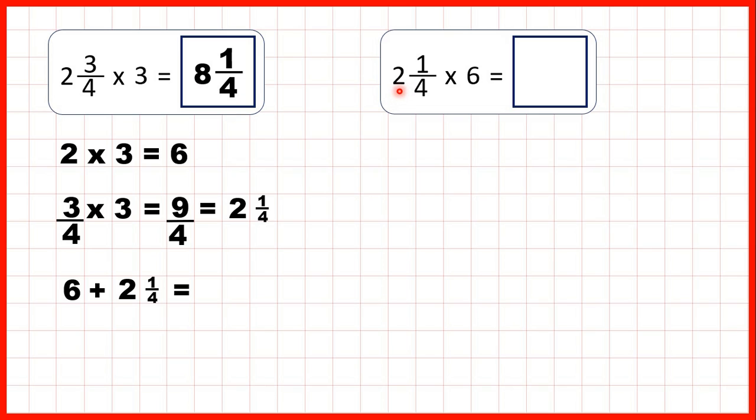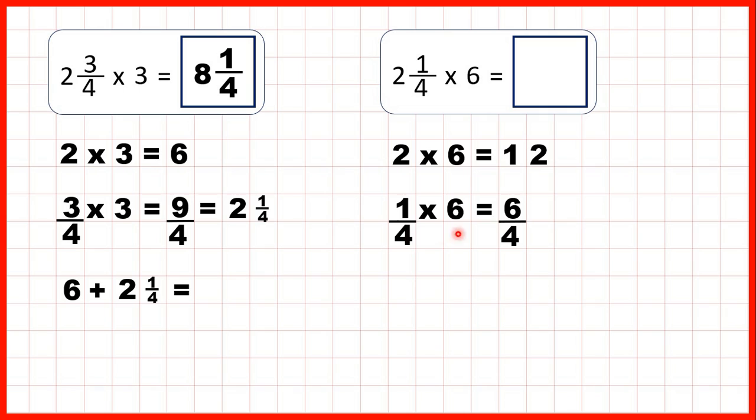Now let's try 2 1/4 times 6. Remember, we can multiply the whole number part of the mixed number first, then multiply the fraction part, then add up our answers. So 2 times 6 is 12, so we can work out 1/4 times 6 and then add up our answers. Again, remember, when we're multiplying a fraction by a whole number, we only multiply the numerator and the denominator stays the same. So 1 times 6 is 6, the denominator stays at 4, but now we have 6/4.